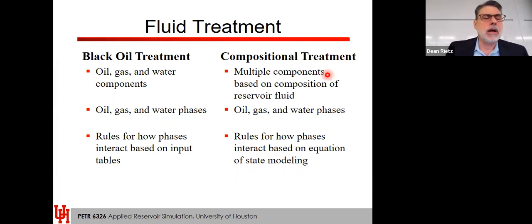I'm not sure why we put this slide in here. I think we wanted to revisit this, but we'll talk about fluid treatment later on, because this slide comes from our PVT section. I just want to point out that for black oil models, oil, gas, and water are the components, but they're also the phases. So we treat them that way, and the equations I'm going to show you are all black oil. The rules for how the phases interact are based on input tables. In the compositional treatment, there are multiple components, and oil, gas, and water phases. So we have both the phases and the components, or the composition of the fluid. The rules for how the phases interact are then based on an equation of state, and we'll get into that later. But I just wanted to show that everything I'm going to show you next in terms of the equations is black oil.